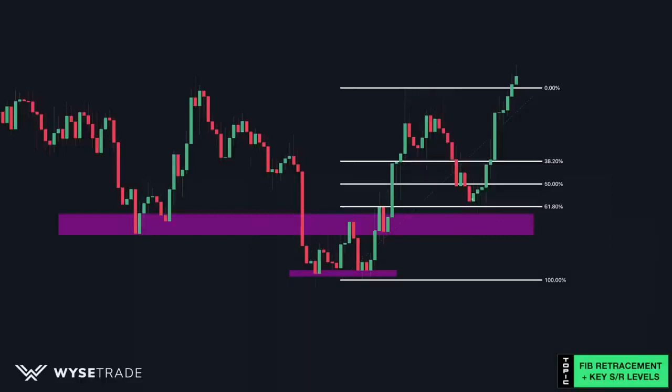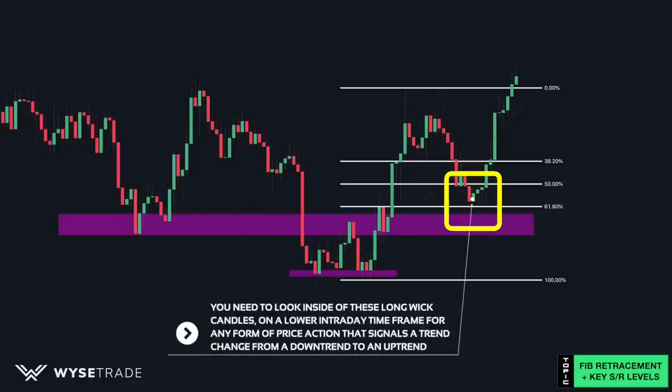So what you do is, you need to look inside of these long wick candles, but on a lower time frame for any form of price action that signals a trend change from a downtrend to an uptrend. Let's then pull up the intraday time frame and put it beside this one.